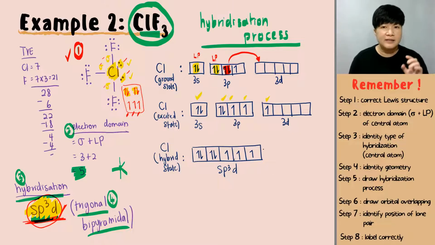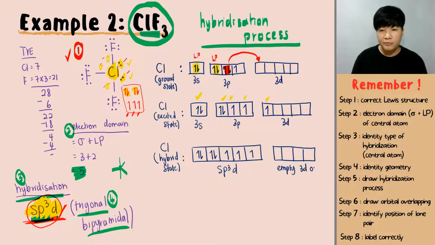And don't forget, in the hybridization process, the number of orbitals must remain unchanged from the beginning to the end. Therefore, you have all these empty orbitals. Make sure you draw them and make sure you label them. They are not involved in the hybridization and they don't have electrons. Therefore, we call it the empty 3d orbital. Okay, that is your empty 3d orbital. And in this hybridized orbital, that is your lone pairs, your 2 lone pairs. Alright, that is your 3 sigma bonds in the Lewis structure.